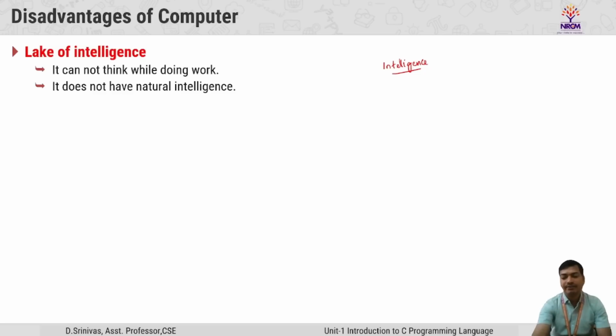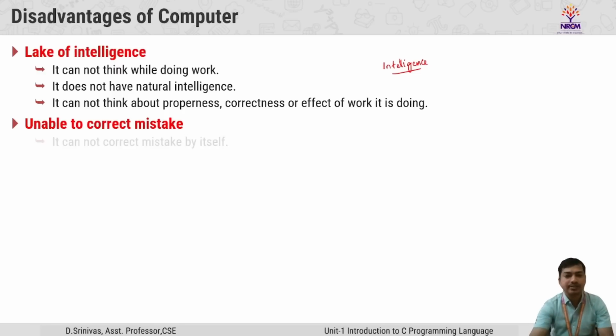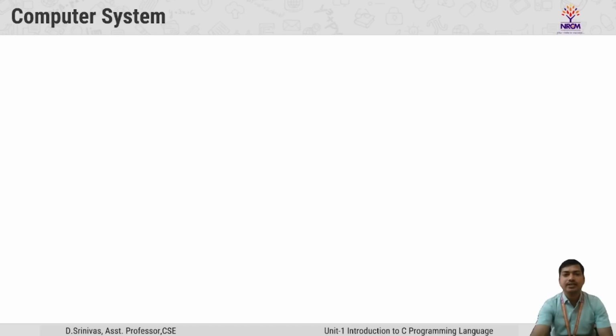Next, it doesn't have any natural intelligence. It cannot think about the properness, correctness, or effectiveness of the work it is doing. So it will not analyze any kind of data. Next, it is unable to correct mistakes. It cannot correct a mistake by itself, and it will not identify whether the result produced by the computation is incorrect or wrong. So it will not understand that.